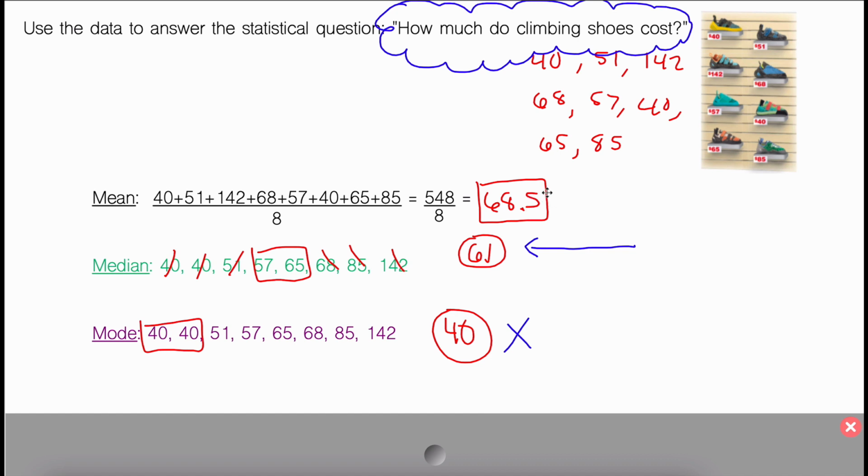$68.50 isn't horrible, but I think that 61 is the best way to describe this data because most of the shoes are somewhere around $61. So if I had to pick one, that's what I'd pick. And this is what we'll be practicing a bit more in class.